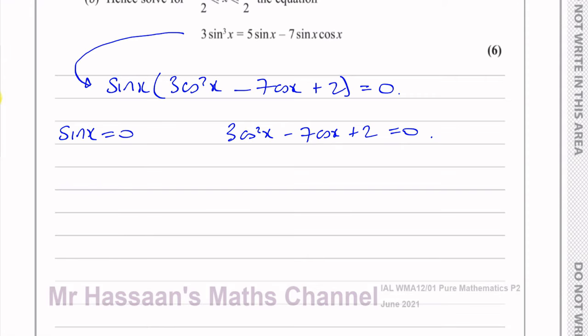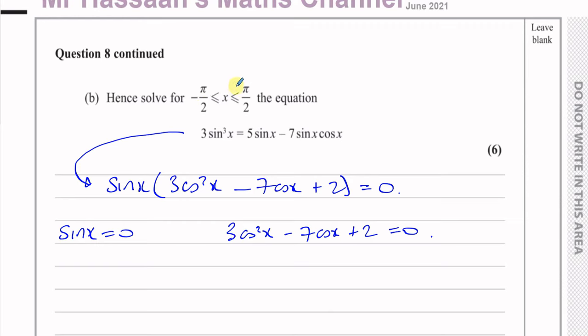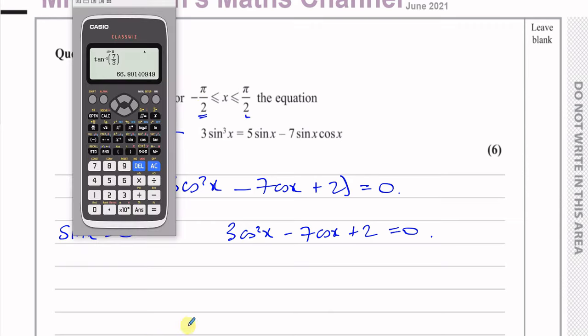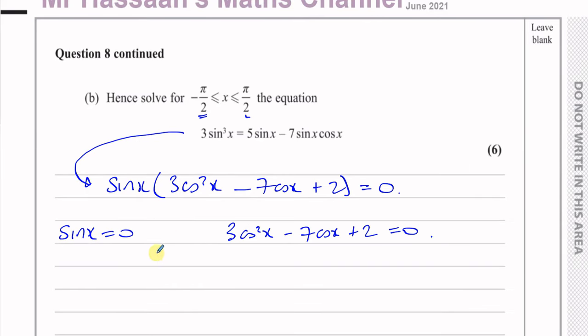For sine x equals 0, now let's see how they want it. They said between minus pi over 2 and plus pi over 2, so that's an indication they want us to use radians. So let me just straight away make sure that we're ready. So change this into radian mode, which is press 2 here. Now it's ready in case I forget. So we know that we have to do it in terms of radians.